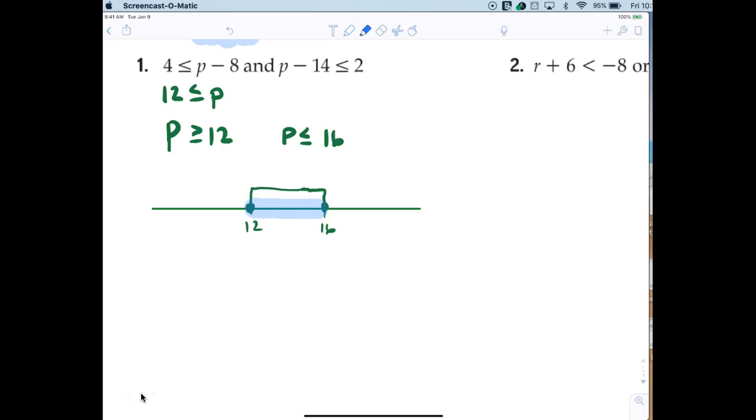If it's an "and" statement, most of the time the graphs will be running towards each other. So it'll be everything in between. Now, if I ask you to use interval notation, it would simply be a bracket at what?